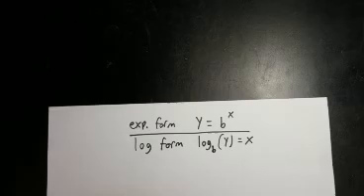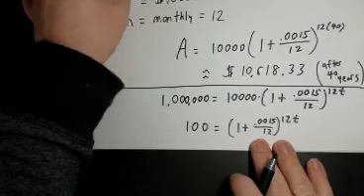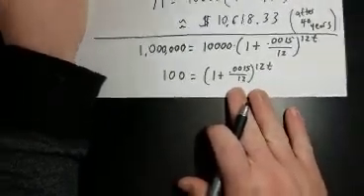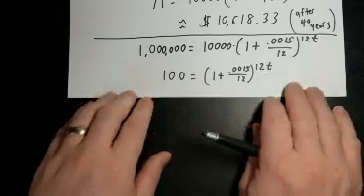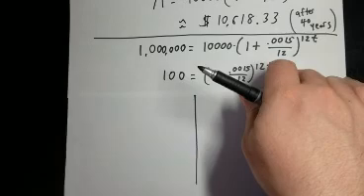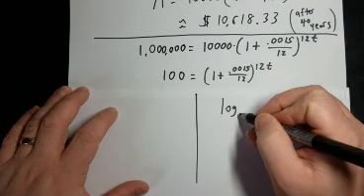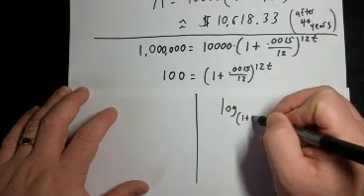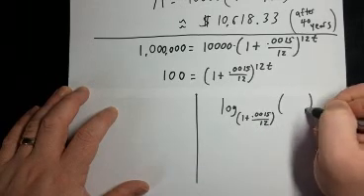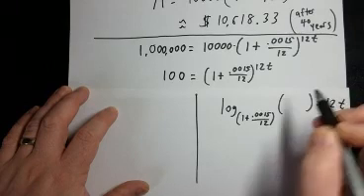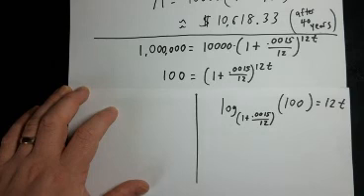For our problem, we're going to have to convert this monstrosity. But keep in mind that you are going to get the exponent by itself. So, here's what we get. Log base, of this monstrosity, the exponent is by itself. The 100 goes in the parentheses.